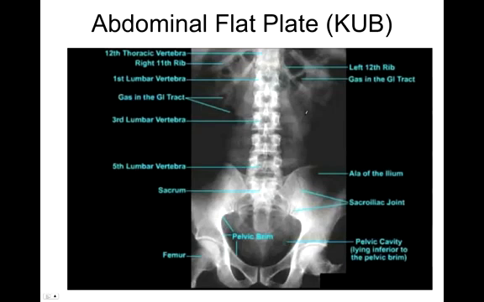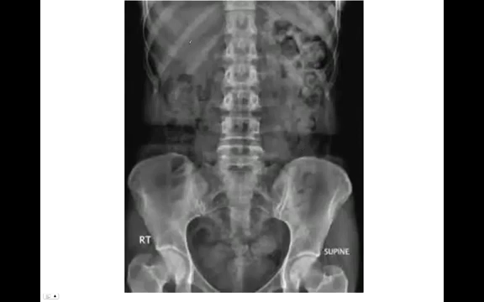This is a KUB, kidney, ureters, and bladder. So you can see the different markings here. There's gas in the GI tract, sacroiliac joints. The things we're more concerned about here in surgery is just the way that the abdomen looks. But it's always good to look at all of the different markings in the X-ray, even if you're just looking for one particular thing. So this is a normal abdominal plain film, or KUB. There's a lot of gas and feces in the intestines here, but other than that, it looks normal.